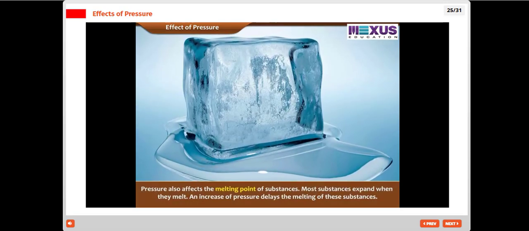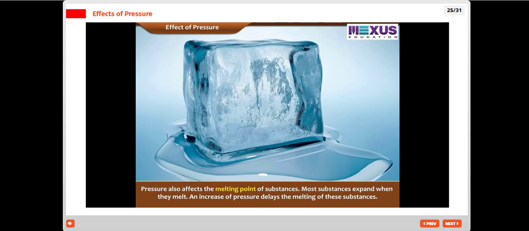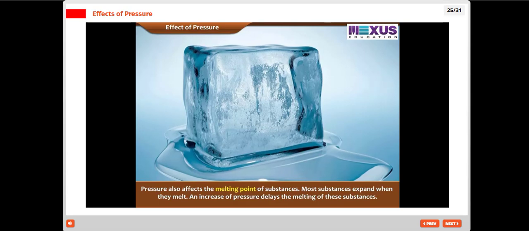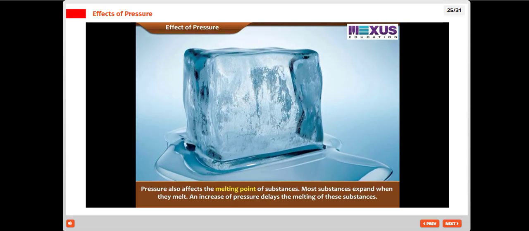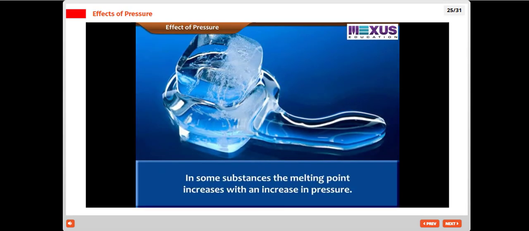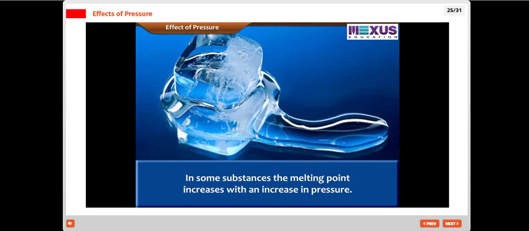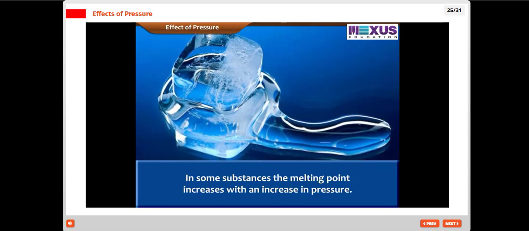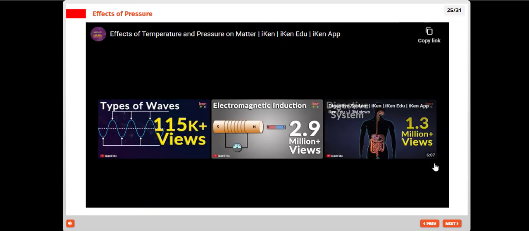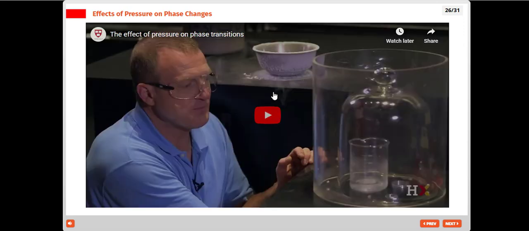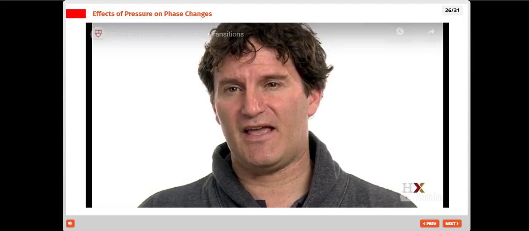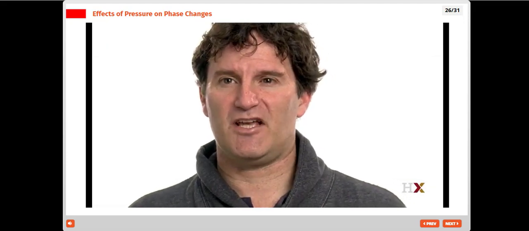Pressure also affects the melting point of substances. Most substances expand when they melt. An increase of pressure delays the melting of these substances. In some substances, the melting point increases with an increase in pressure. So you can actually cause the phase behavior of a material to change by changing the pressure.